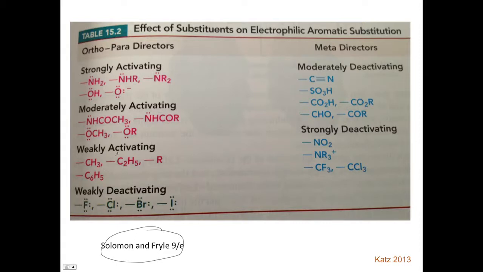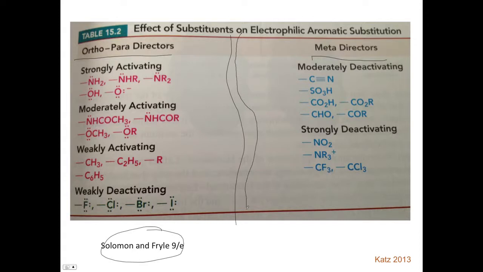I just like this one a whole lot, though. All right, strongly activating, moderately activating, weakly activating here, weakly deactivating, and here you go. Now look at how it's cut down the middle. It's cut down not by activating and deactivating, but by ortho-para directors and by meta directors. Okay. All right. Here's something. It's a really cool little feature that I should tell you about.